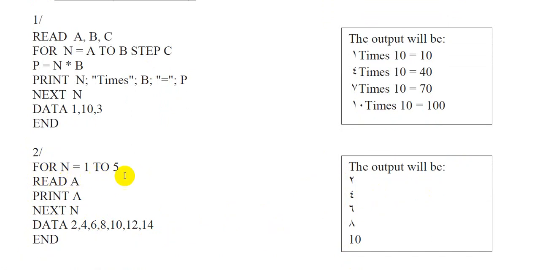So for n from 1 to 5, just keep counting, from 1 to 5, 2, 4, 6, 8, 10. So read n, print A, and read A, print A, and next n, exactly. Data 2, 4, 6, 8, 10, 12, 14, as you can see over here. So that will be in the following form.